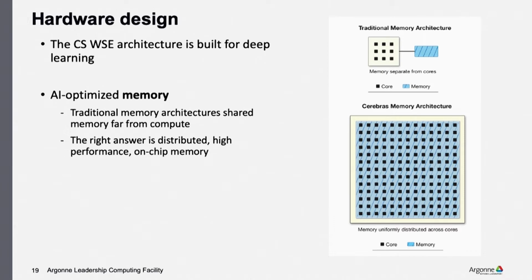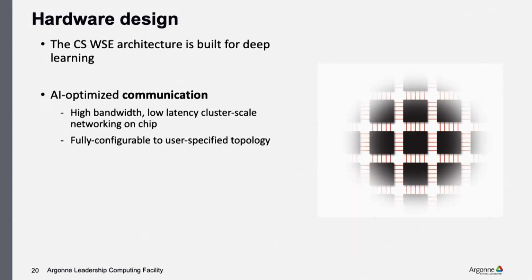So for the Cerebras, the answer to get very high performance memory access is to distribute high performance on-chip memory. This is the architecture of that, and to improve the communications between different cores, they provide a very high bandwidth, low latency, cluster scale networking on chip, and it is also fully connectable to user-specific technologies. Based on this design, they can give you very efficient and high performance communications between different cores.